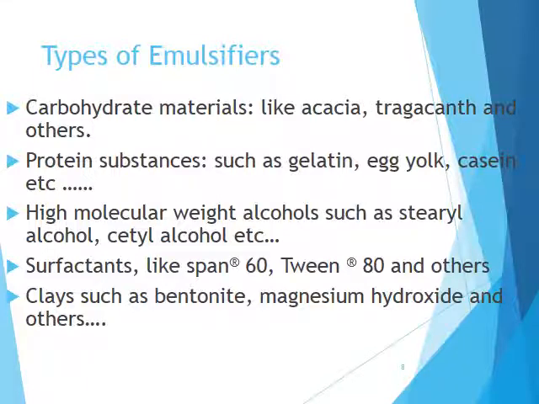Now this slide is showing the different types of emulsifiers. We have different types according to the structure of the emulsifying agent. These include carbohydrates, protein substances, high molecular weight alcohols, surfactants, and clays. So these are the different types of emulsifying agent with examples. So please read the different examples related to the emulsifying agents.